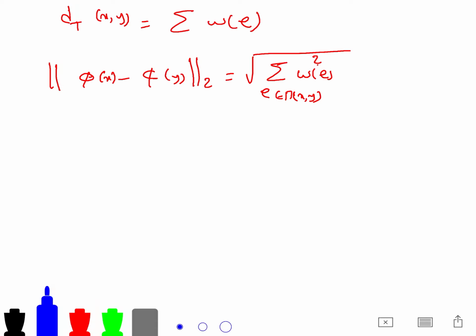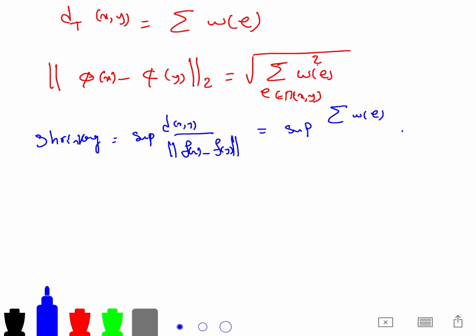So shrinkage is the supremum of d of x and y divided by the norm of f of x minus f of y. If we substitute what I told you, it becomes the supremum of the sum of w of e over the square root of the sum of w of e squared. This is maximized when all of the w of e are equal. This leads to the upper bound for the shrinkage.